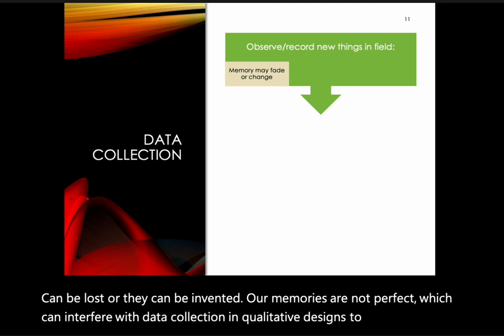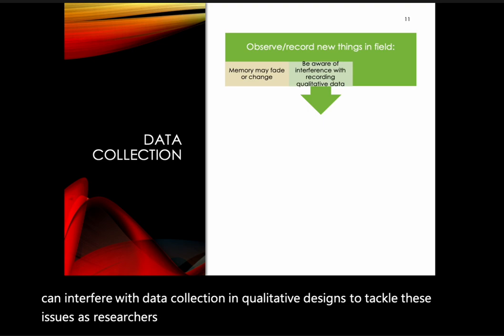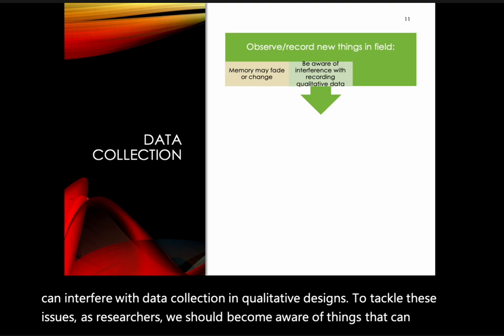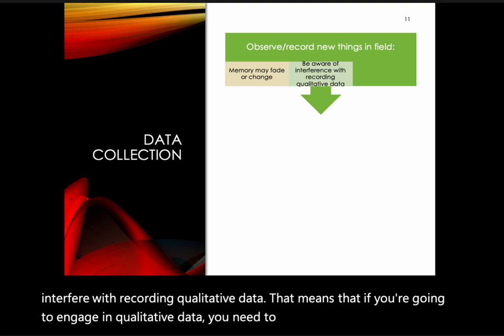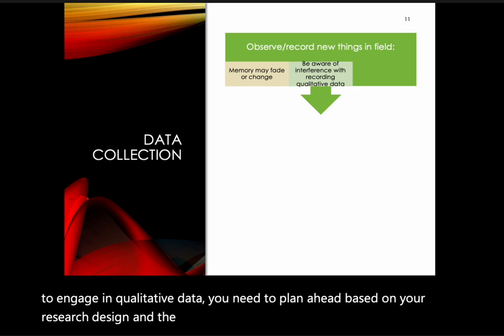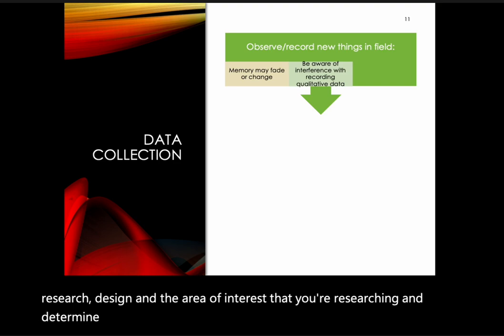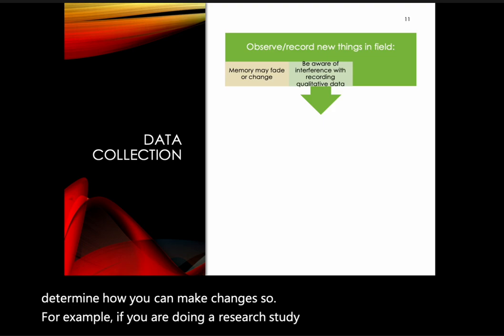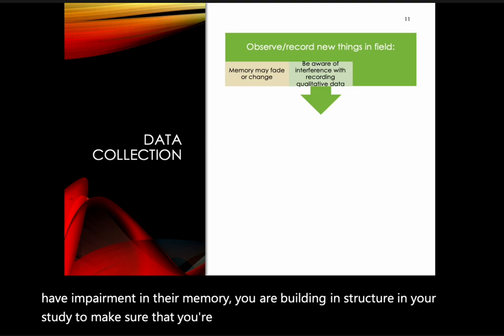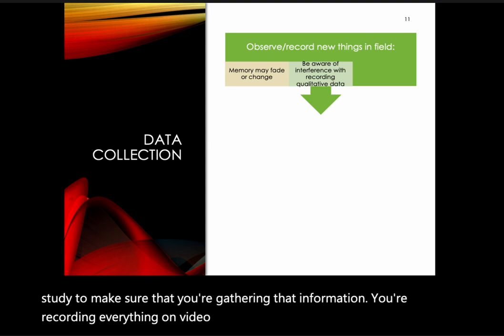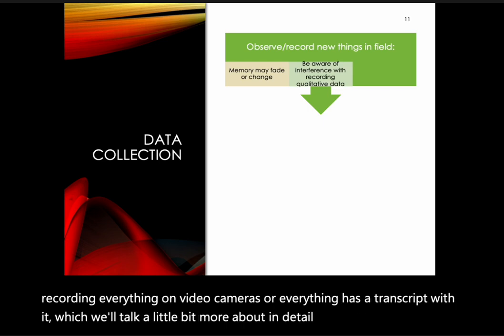To tackle these issues as researchers, we should become aware of things that can interfere with recording qualitative data. That means that if you're going to engage in qualitative data, you need to plan ahead based on your research design and the area of interest that you're researching and determine how you can make changes. So, for example, if you are doing a research study in a population that might have impairment in their memory, you are building in structure in your study to make sure that you're gathering that information. You're recording everything on video cameras, or everything has a transcript with it, which we'll talk a little bit more about in detail, but you're planning ahead.